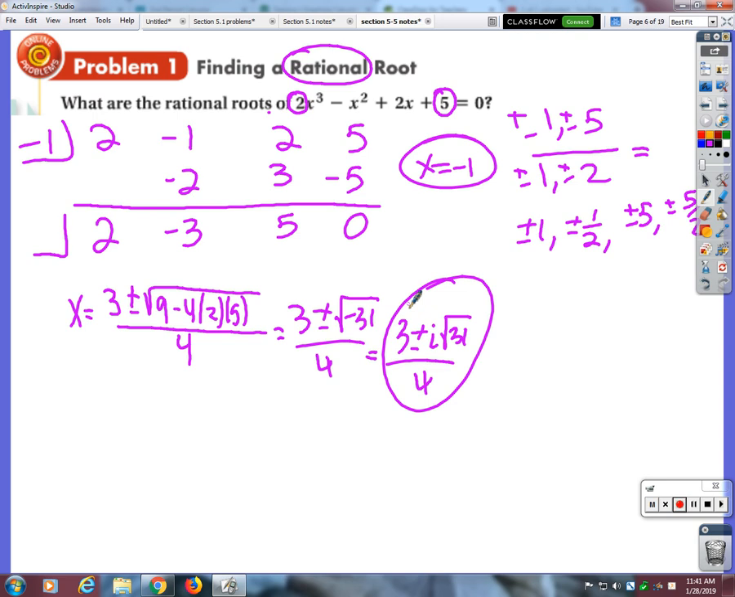Technically, no, because this question is asking for the rational roots, and this is imaginary and irrational, so that doesn't count as a rational root. So the only answer that they really want is x equals negative 1. But we kind of had to do this to figure out that that is the only answer. Because if this had worked out to be 3 plus or minus the square root of like 4 over 4, that would come out to be a rational number.